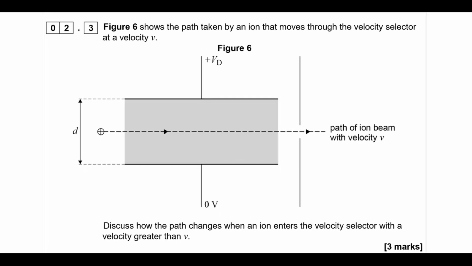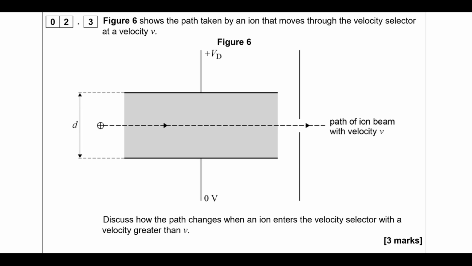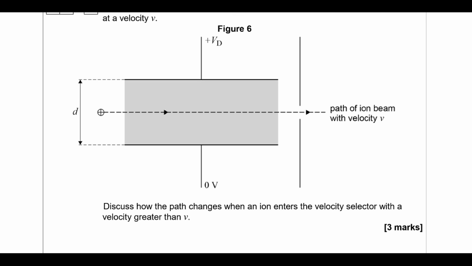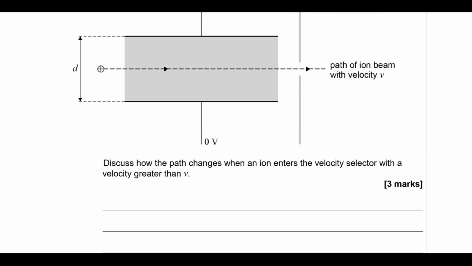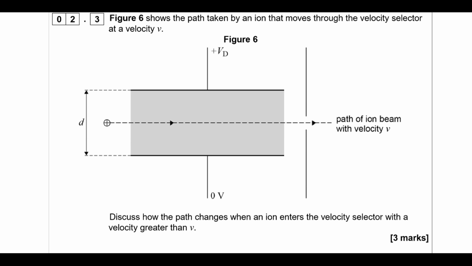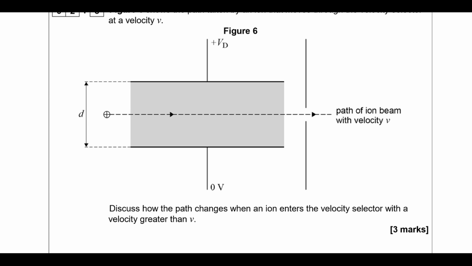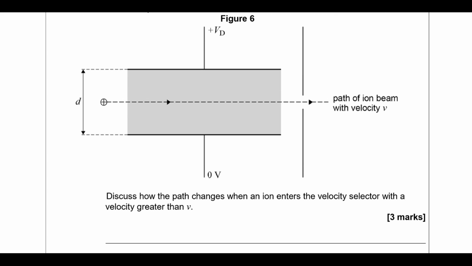Figure 6 shows the path taken by an ion that moves through the velocity selector at velocity v. And then coming out the other side, we've got just one velocity. Discuss how the path changes when an ion enters the velocity selector with a velocity greater than v. So we've got a uniform electric field here, so the force on every ion is going to be the same. But they're going to experience different forces with the magnetic field, because the faster you travel, the bigger magnetic force you'll experience. So the faster you travel, the magnetic field will essentially change the path of the particle, and then it won't go through the gap.